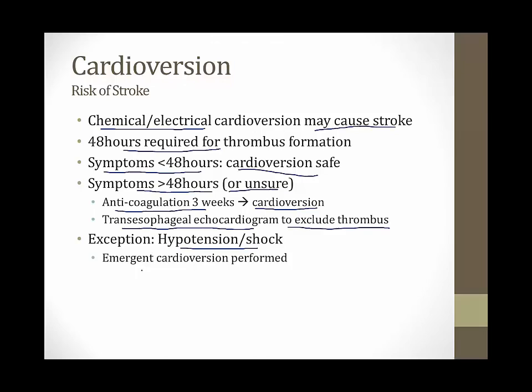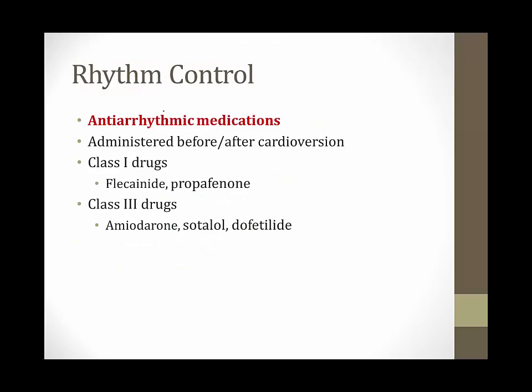In this situation, emergent cardioversion is performed without worrying about whether or not there may be a thrombus. In addition to cardioversion, when we adopt a rhythm control strategy for atrial fibrillation, we often administer antiarrhythmic medications. These are often given before and after cardioversion. For example, the class 1 drugs, flecainide and propafenone, are sometimes used. So are the class 3 antiarrhythmics, amiodarone, sotalol, and dofetilide.